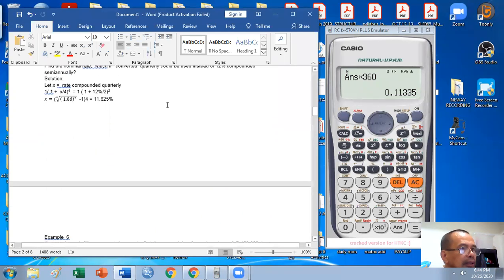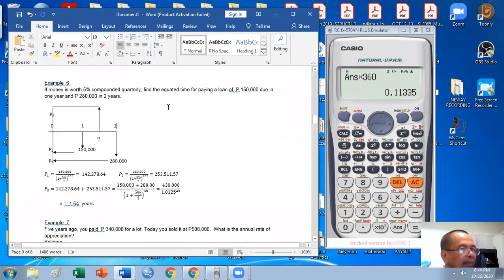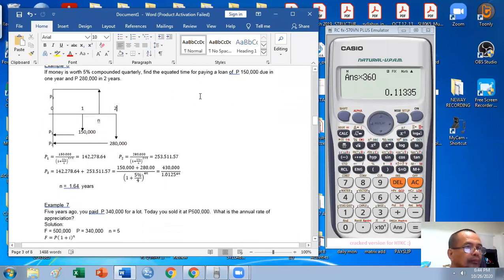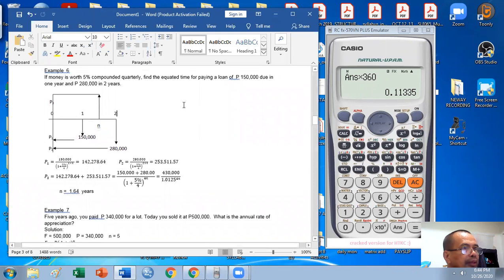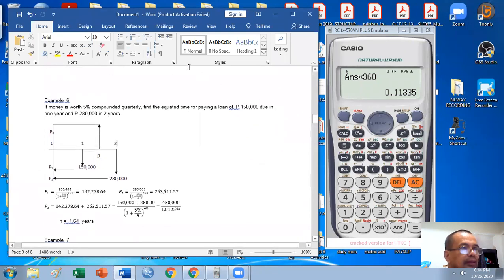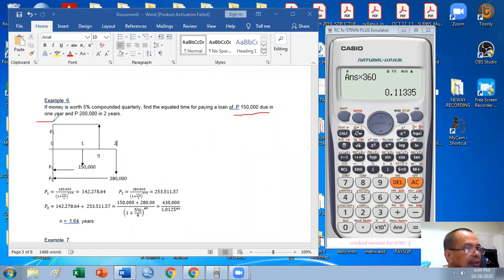Next is another example here. If money is worth 5% compounded quarterly, find the equated time for paying a loan of 150,000 due in 1 year and 280,000 in 2 years. Ang ibig sabihin nito, i-replace mo yung dalawang pera na yan sa isang bayaran lang. Kailan mo, sa anong panahon, sa anong time. Ang gagawin mo dyan, i-project mo lang sa present lahat yung pera.